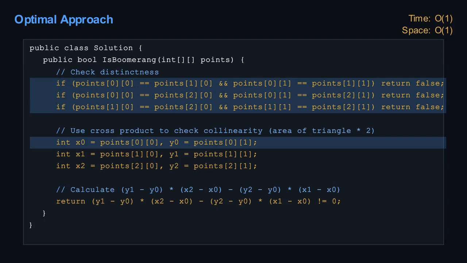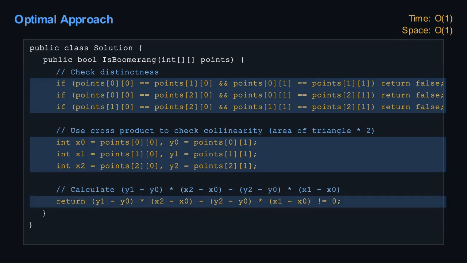This involves subtracting coordinates and multiplying them: (y1 - y0) times (x2 - x0) minus (y2 - y0) times (x1 - x0). If this result is non-zero, the points form a valid triangle. This integer-only arithmetic is exact and handles vertical lines naturally without division.